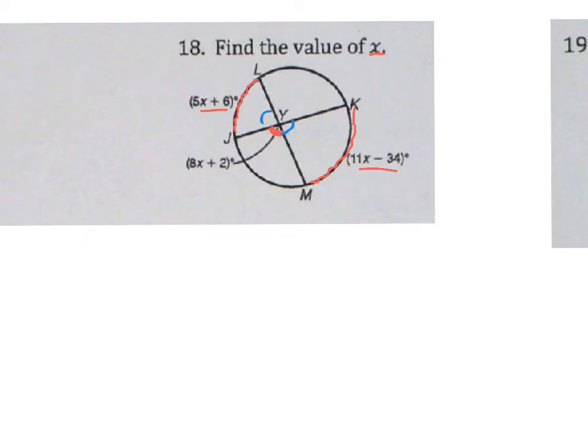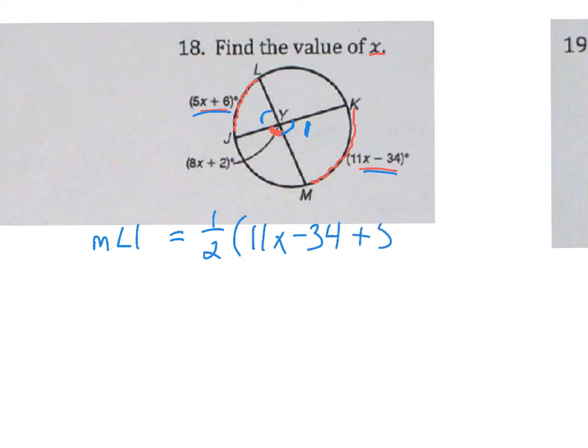All right, so I know that that angle in blue, let's call it angle 1, for example. So I know that the measure of angle 1 would be equal to half the sum of these two arcs. So half the sum of these two. It doesn't matter what order I put them in because I'm just adding them up. So 11x minus 34 plus 5x plus 6. First thing I want to do is just clean up what I have in the parentheses. I'm going to keep that half up front. So I'm going to end up with 16x minus 28.